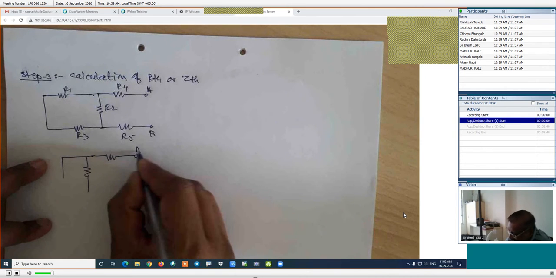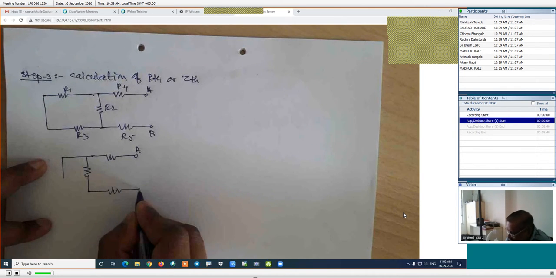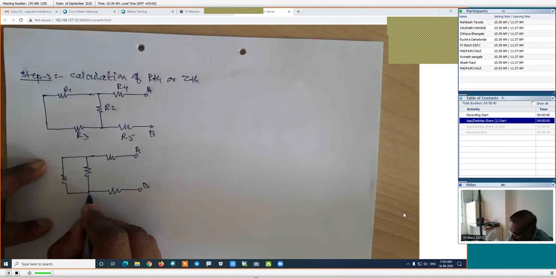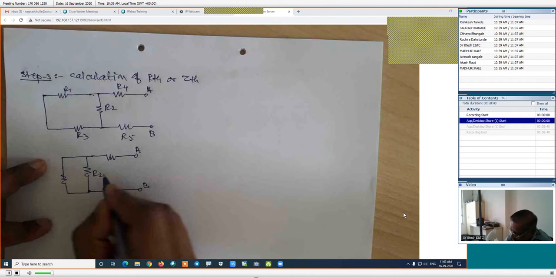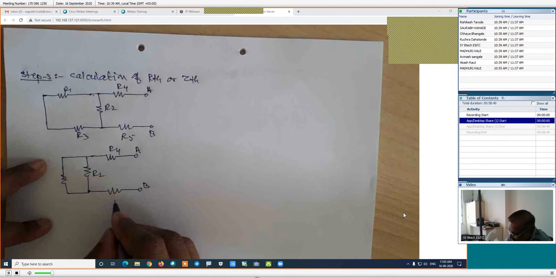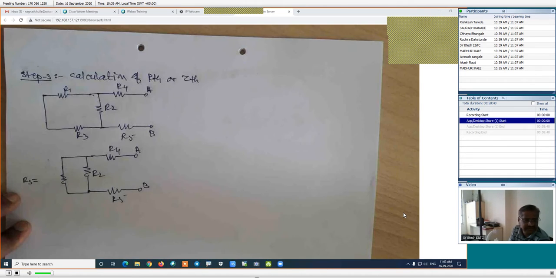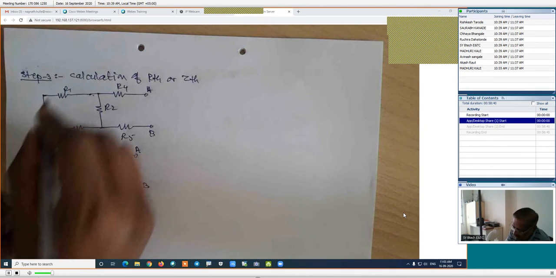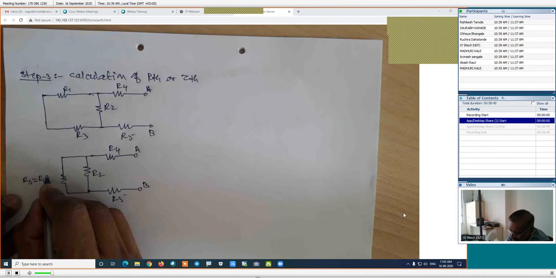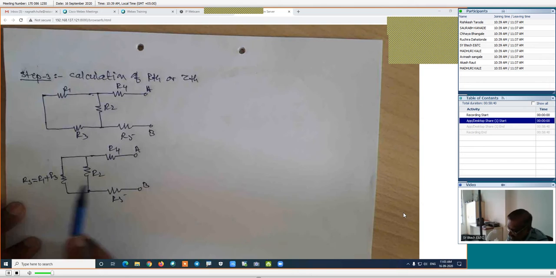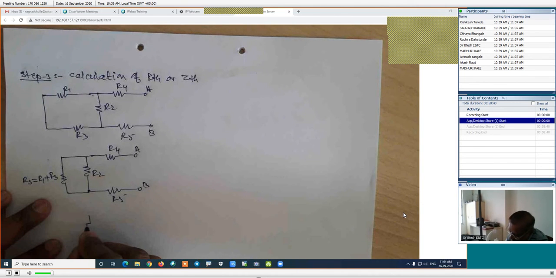Is it right? This is A. This will be point B, and here will be some resistance. This is R2, this is R4, this is R5. This resistance I will call RS, that is the series combination, which is R1 plus R3. Now this RS is in parallel with R2. I will call it RP.